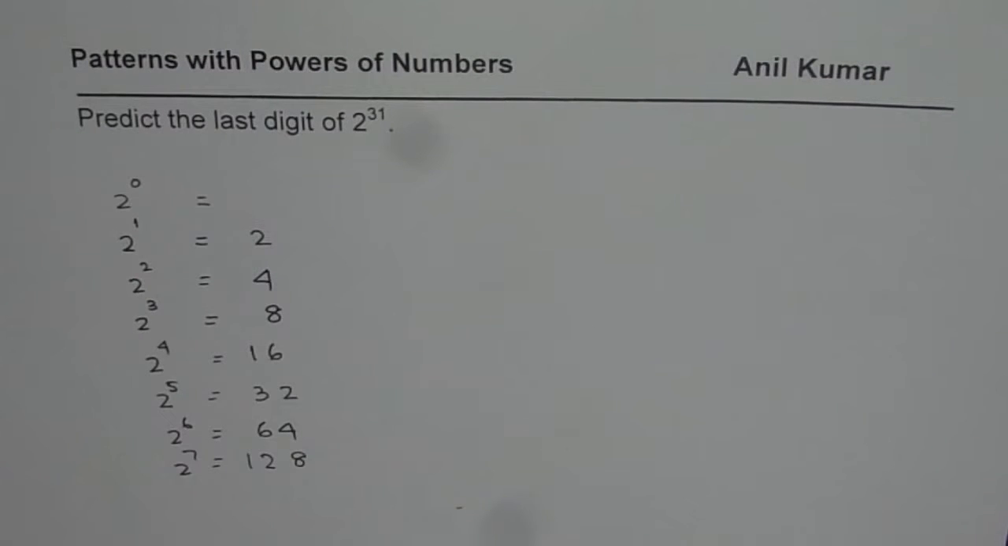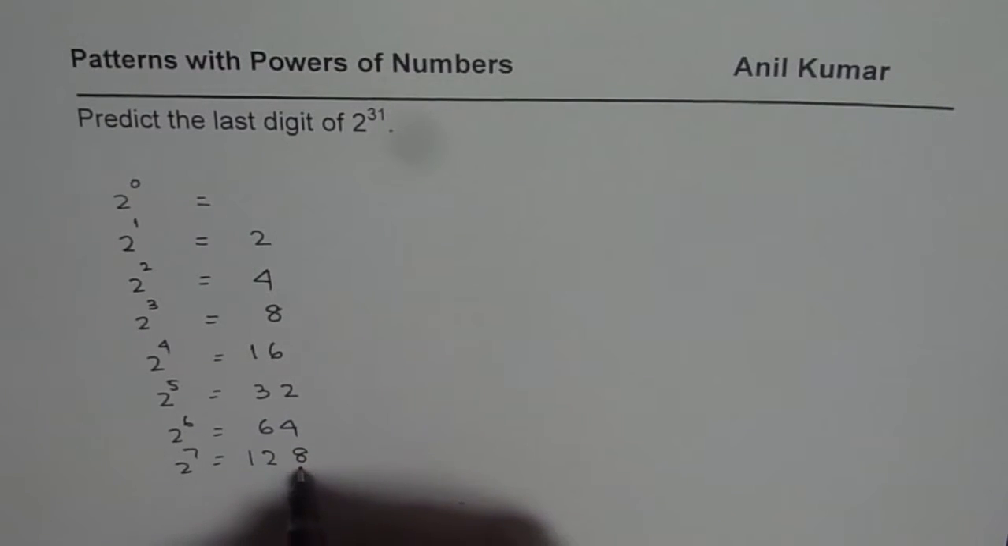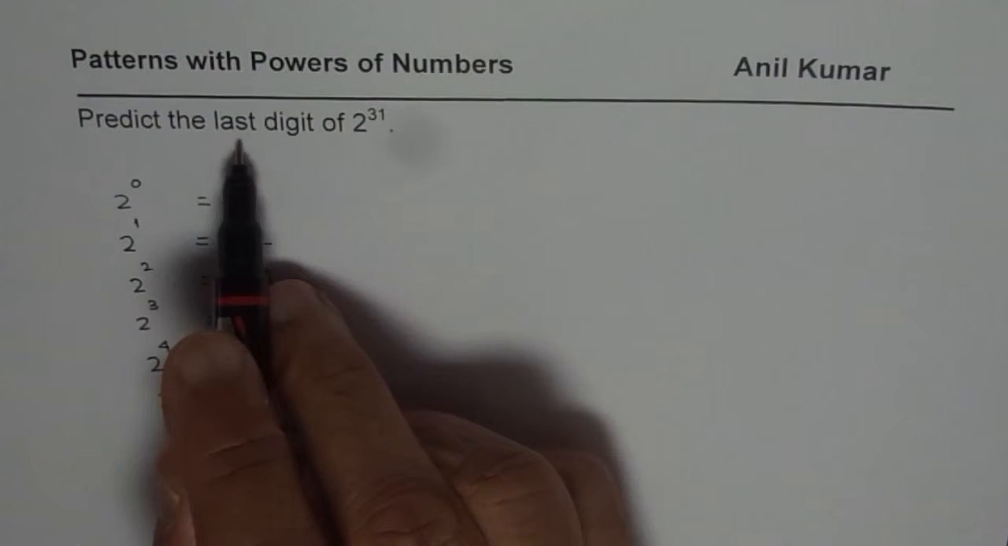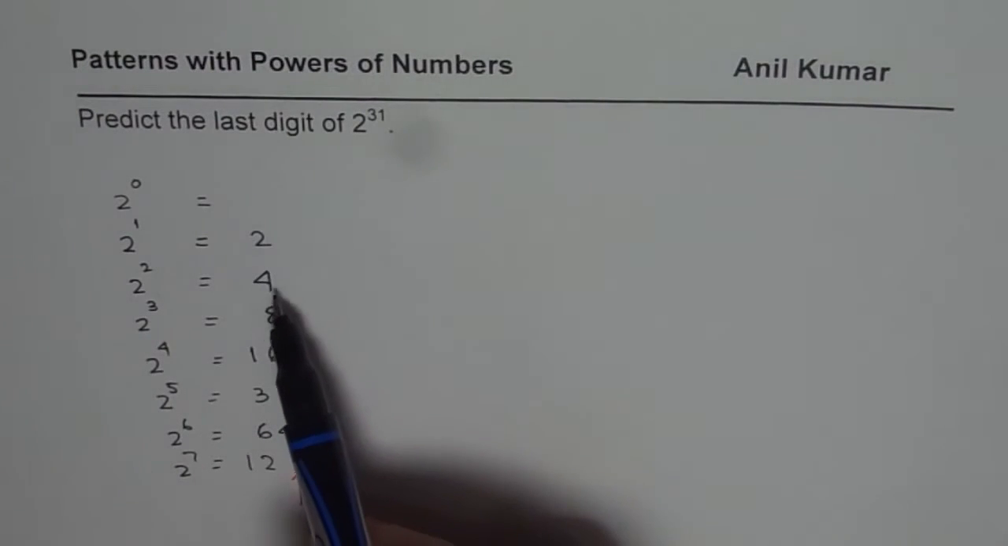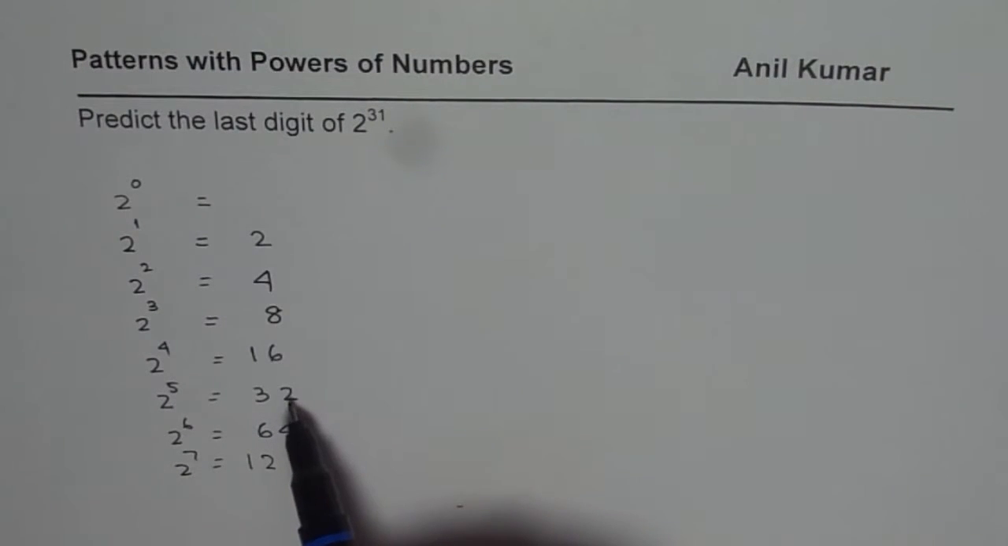So what we are looking at is the last digit of powers of 2, right? Do you see a pattern here? Well, there is a pattern. It starts with 2, then 4, 8, 6, back to 2, right? So every fifth number is back to 2. So we have 4 different options.